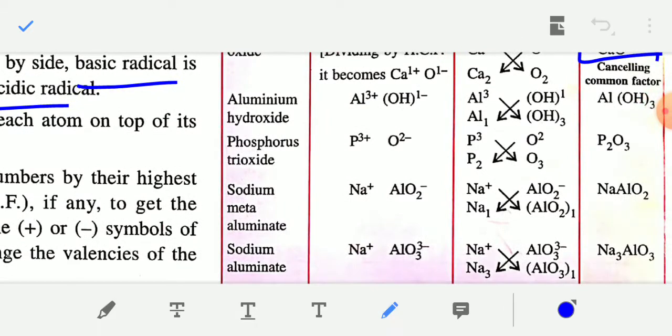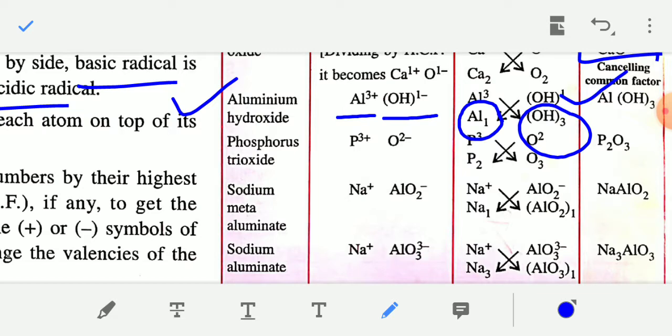And the chemical formula for aluminium hydroxide. Aluminium means Al3+ and hydroxide means OH-. OH is a polyatomic ion, that's why a bracket is given. So aluminium 3+ and OH-. Now exchange their valency. After exchanging, it will be Al1 and (OH) whole thrice. So the formula of aluminium hydroxide will be Al(OH)3.